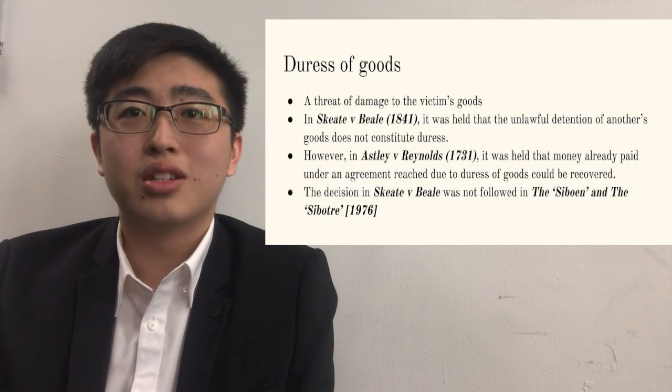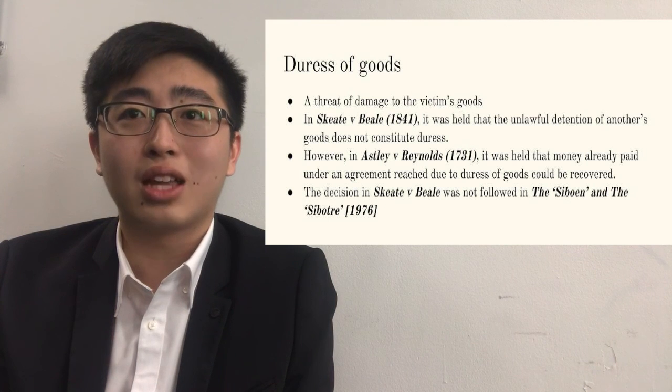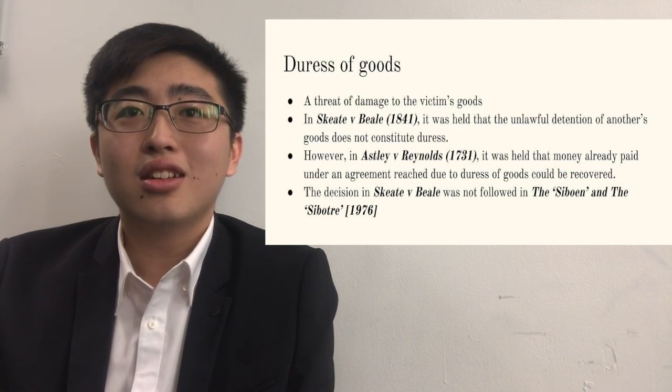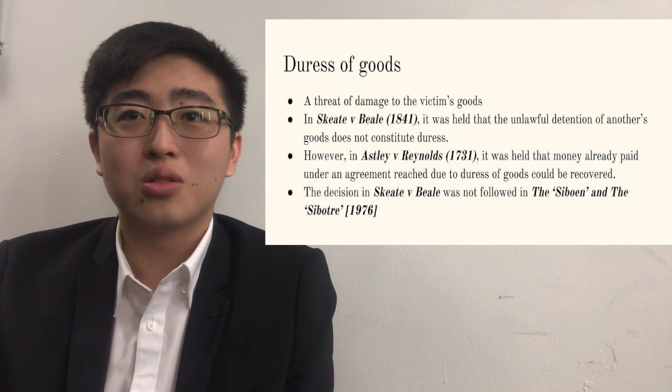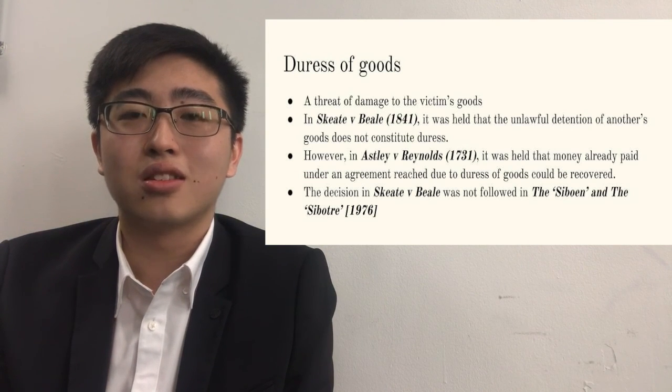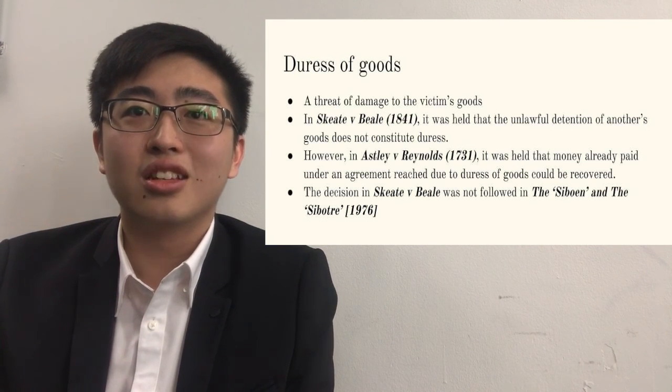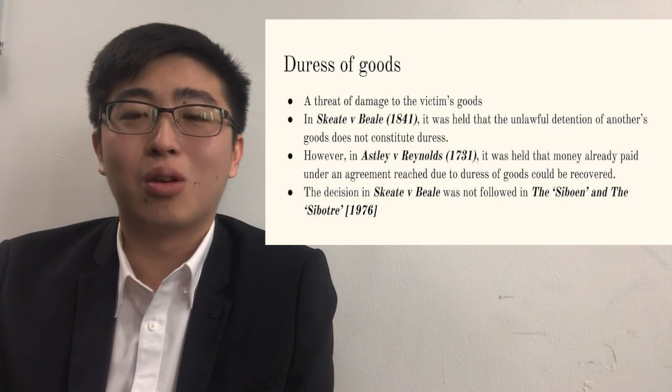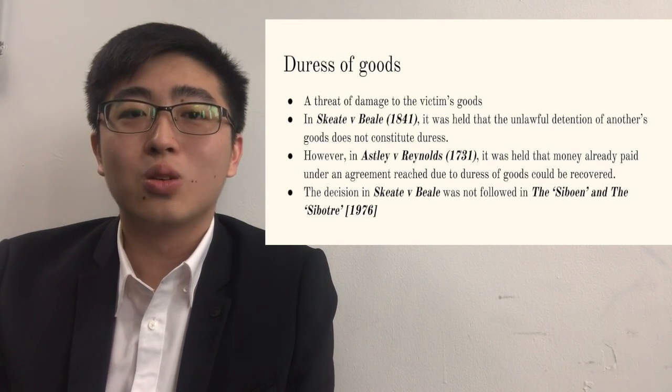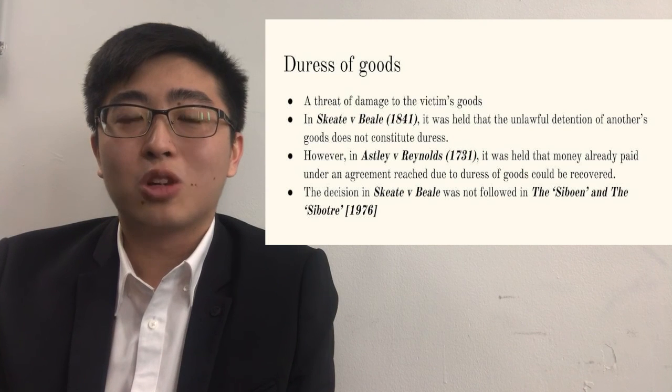The second form of duress is duress of goods, which is a threat of damage to the victim's goods rather than to his person. Here, the development of the law has been hindered by the old case of Skeate v Beale, 1841, in which it was held that the unlawful detention of another's goods does not constitute duress. On the other hand, the decision in Astley v Reynolds, 1731, held that money paid to relieve goods which had been unlawfully detained could be recovered.